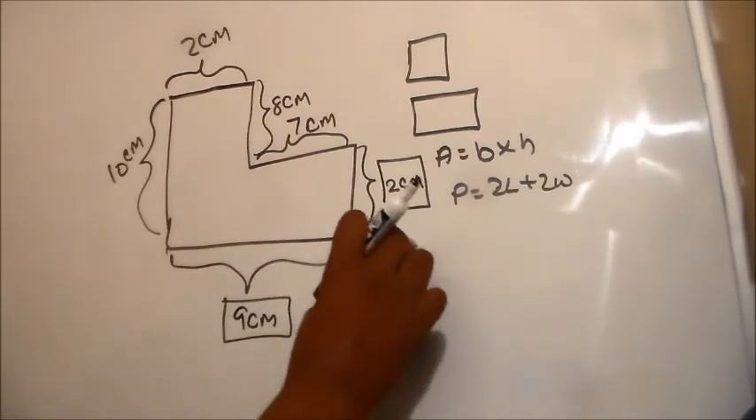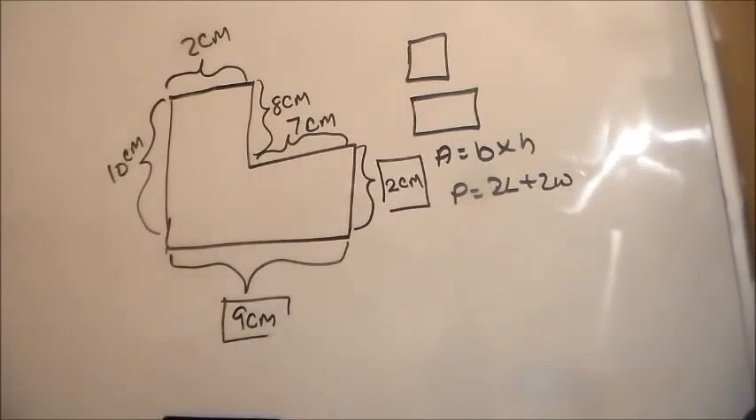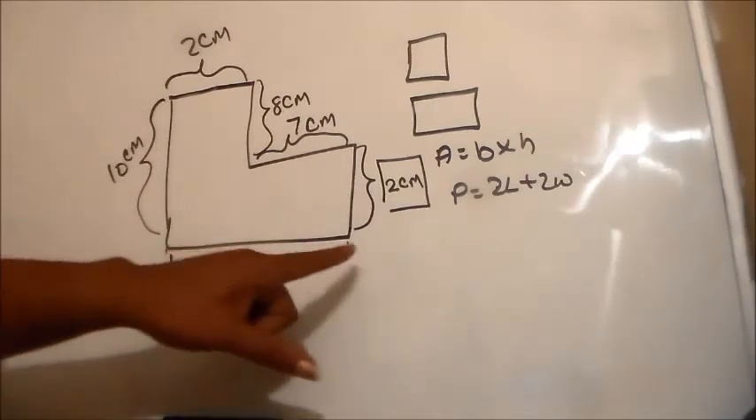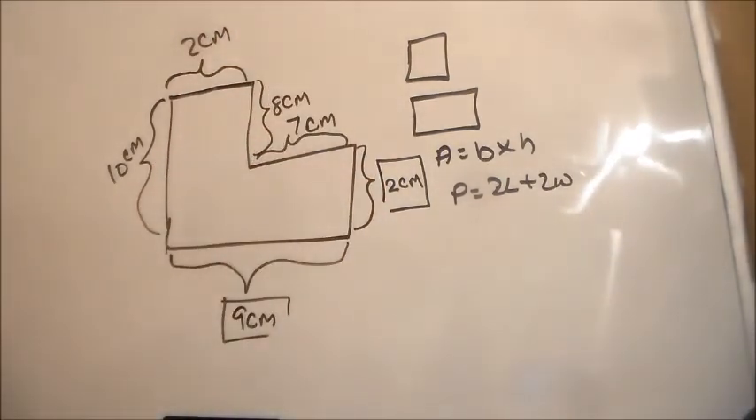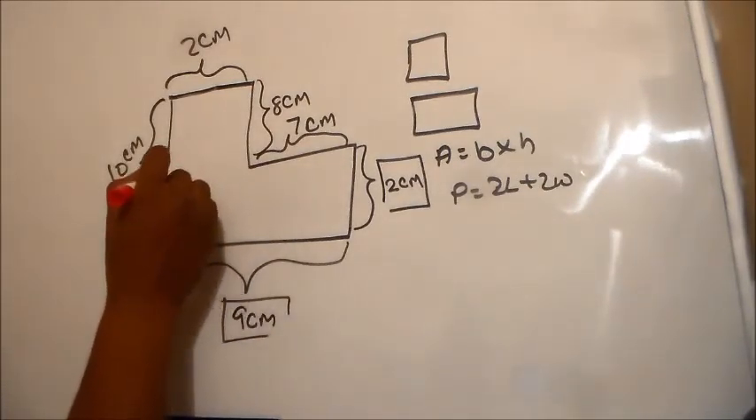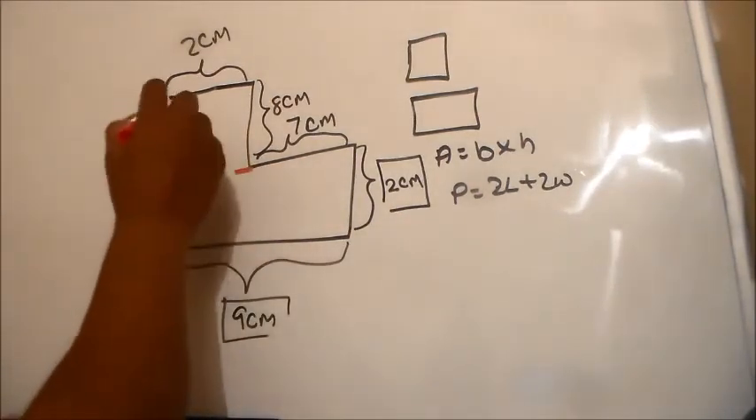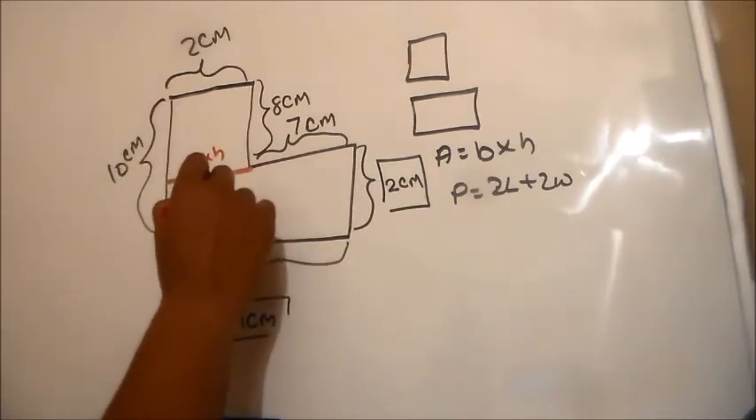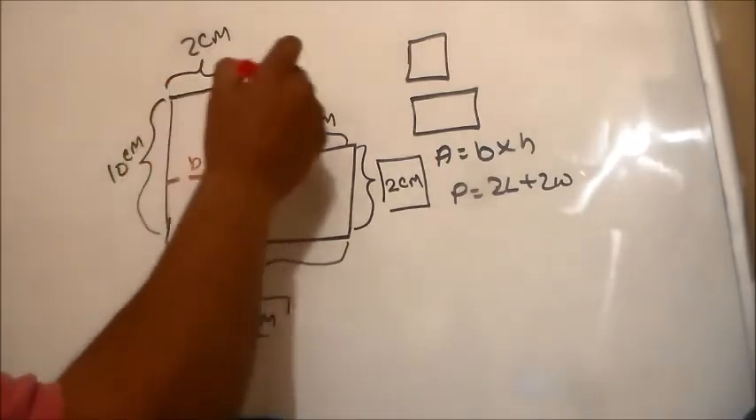But now, I like to be careful because if we take the total height and the total width, that's not really the area because we have a chunk that's missing here. So what I like to do is take this irregular figure, and I'm going to do base times height here to get an area, and then base times height here to get an area. So we know that this is 2 by 8.